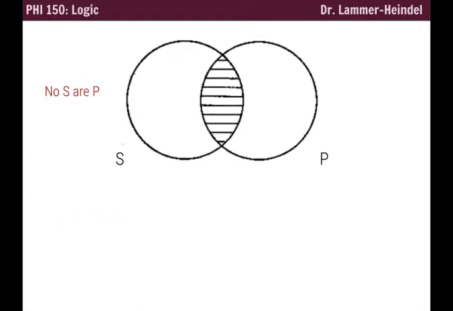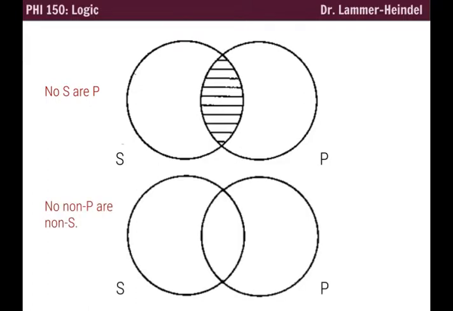This one's even trickier. So the standard E-form proposition is diagrammed in this way. The middle field is shaded to exclude it from possibility, to indicate that there is no S that is also a P. Now the contrapositive says that no non-P's are non-S's. Now, here again, I know that where I need to do my work is outside of the P category, because I'm told something about the non-P's.